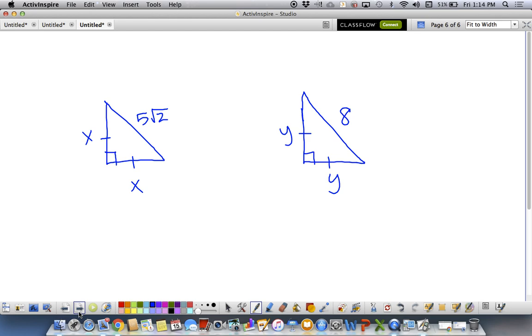I'm going to ask you again. Landry can sum up his explanation and say, how did you get X equals 5? Because 5 times the square root of 2. So give me another thing. Their X's are congruent. Okay.